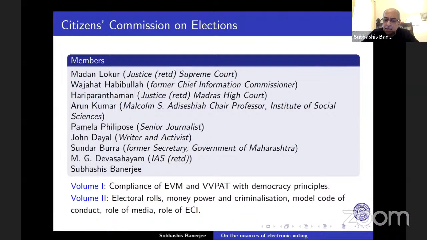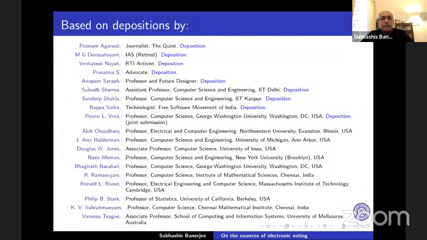The second volume, which is probably more interesting and which I will not cover today, has chapters on electoral rolls, by Harsh Mander and V. Ramani; Money, Power and Criminalization by Anjali Bharadwaj; Model Code of Conduct by Professor Jagdeep Chhokar; Role of Media by Paranjoy Guha Thakurta; and Role of ECI by Professor Sanjay Gupta. It took a lot of work to get the 2 volumes out, and probably tens of hours of Zoom discussion going into midnight. I'll try to cover some of that today.